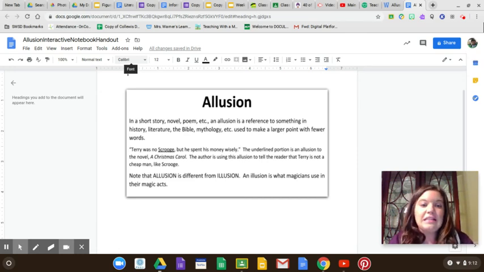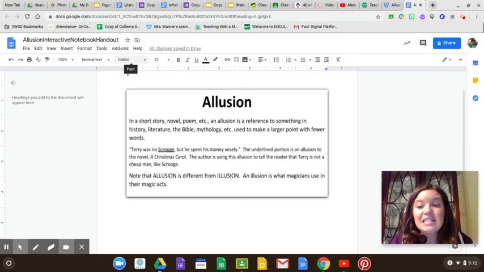so the author uses allusion to tell the reader, in this case, when they're comparing him to Scrooge, that he is not a cheap man like Scrooge. So if you're calling somebody grumpy or super cheap, that's Scrooge. If you're saying he's a Scrooge, then he's a cheap, grumpy person. If you're saying he's no Scrooge, then he's not like that.